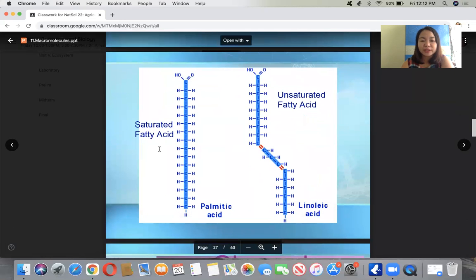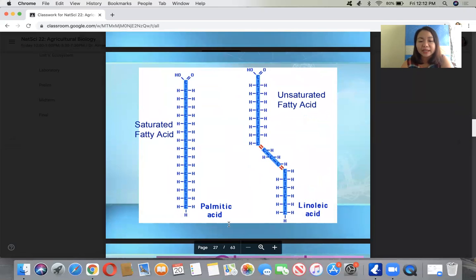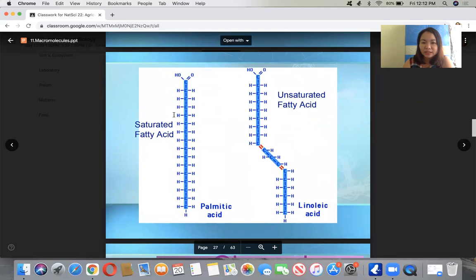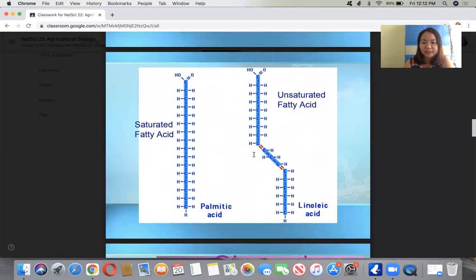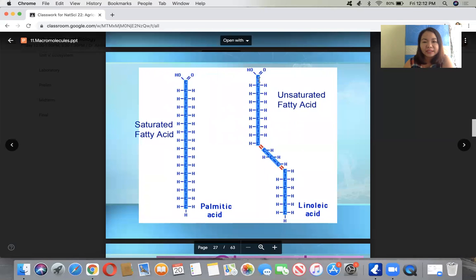This is the saturated fatty acid, like palmitic acid, and the unsaturated fatty acid, like linoleic acid. So as you can see, the difference between the two is very clear in terms of structure. As you can see here, the double bonds.